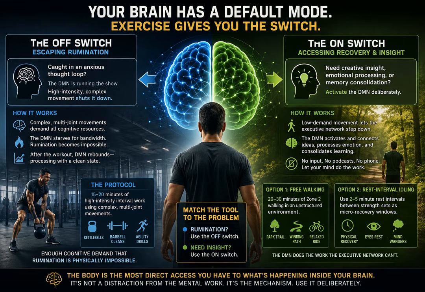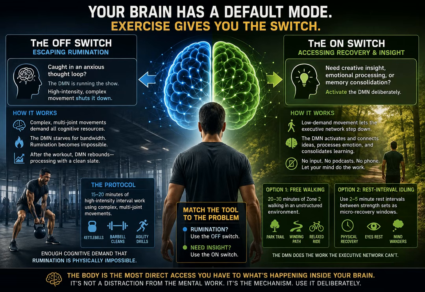The free walking protocol is the simplest entry point. 20 to 30 minutes of steady state, zone 2 cardio in an unstructured environment. A park trail, a winding path, a relaxed bike ride. The movement is automated enough to require minimal executive control. The central executive network steps down. The default mode network activates.